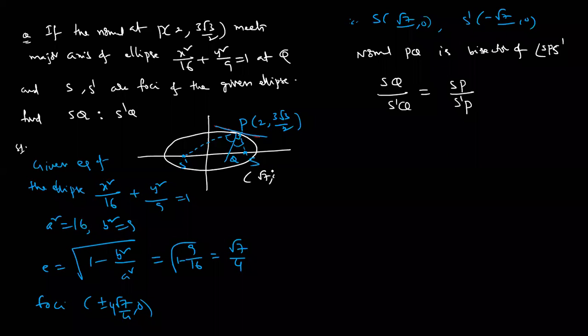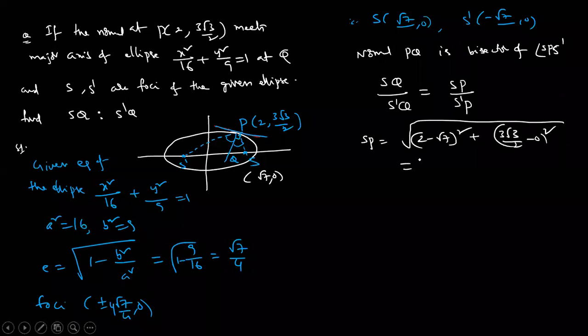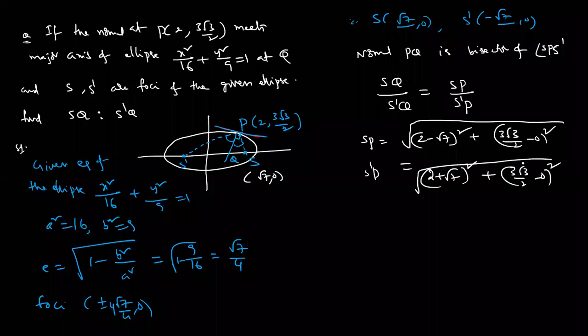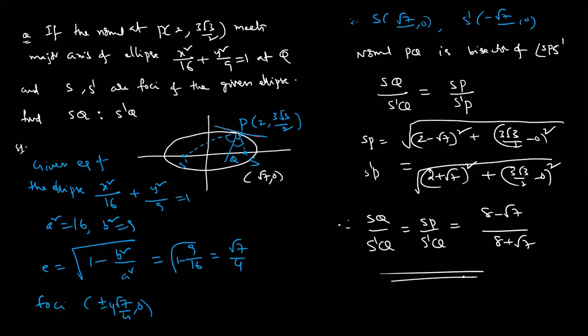Now S is root 7 comma 0. So find SP using the distance formula, dear students. What is the answer? SP is under root of 2 minus root 7 whole square plus 3 root 3 by 2 minus 0 whole square. It's lengthy. S dash P is 2 plus root 7 whole square plus the same term. Find it yourself. We are getting SQ by S dash Q equals SP by S dash P, which is 8 minus root 7 by 8 plus root 7. That is the answer.